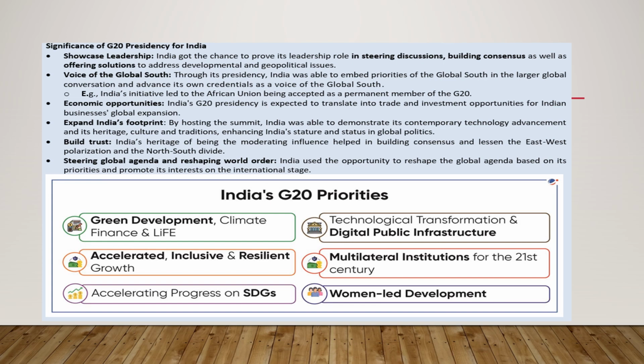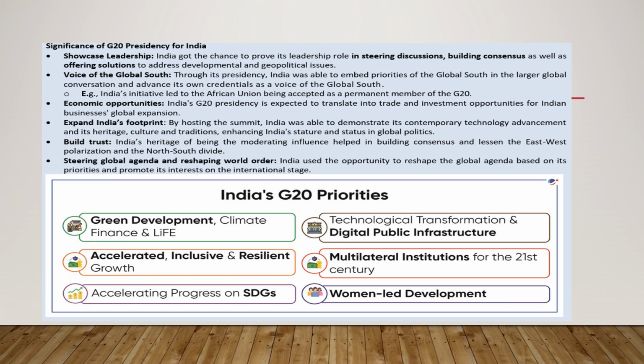trust for India's heritage of being the moderating influence, helped in building consensus and lessen the east-west polarization and the north-south divide. And it would help India in steering global agenda and reshaping world order. As we can see, India has used this opportunity to reshape the global agenda based on its priorities and promote its interests on the international stage.